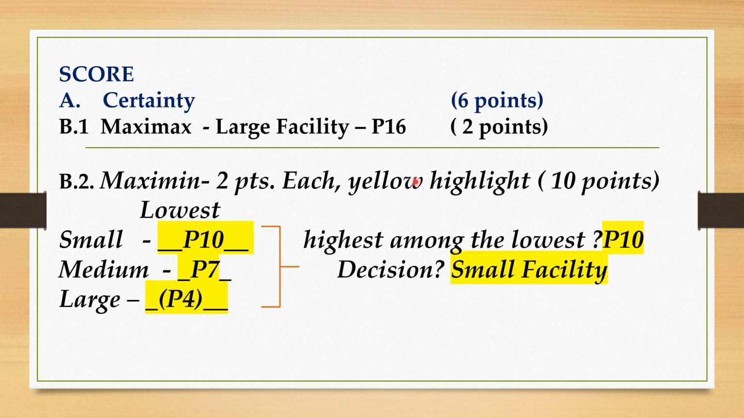Let us now have a recap of our score. For certainty, we have a total of 6 points. For Maximax, we have 2 points. For Maximin, since it is 2 points each, we have all in all 10 points. Again, under Maximax, we choose the alternative that has the highest payoff. Under Maximin, the first thing that we have done is to choose the lowest payoff under each alternative, and after getting the lowest payoff, we choose the highest among the lowest.